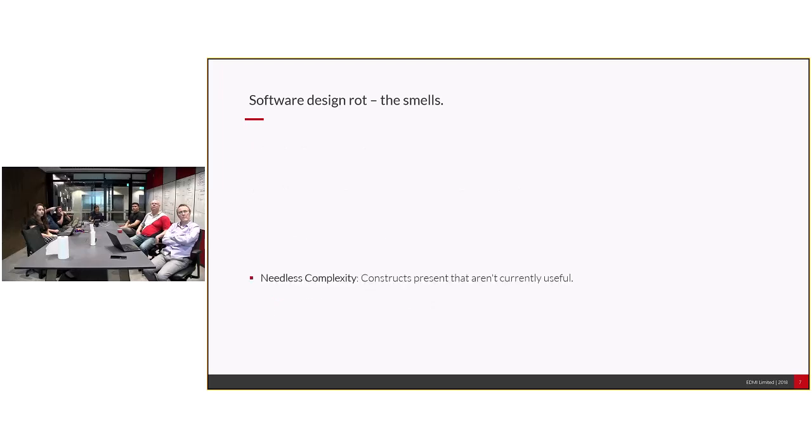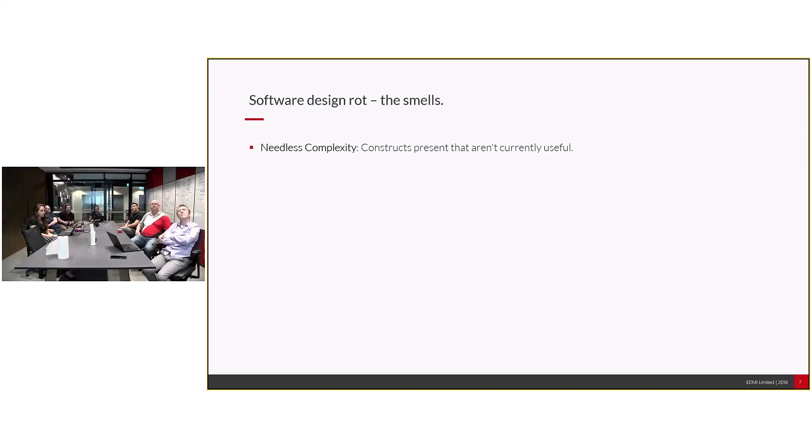Then there are three more. Again, needless complexity. We have constructs present that aren't currently useful, but used to be useful at some point of time. These are layers and layers of classes that could have been combined. Maybe they were serving some purpose, but right now they aren't. And what's the biggest problem with needless complexity?